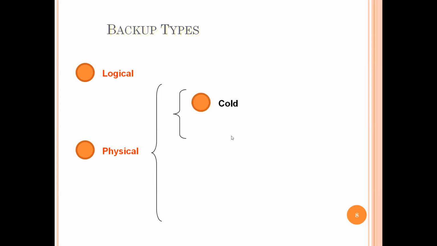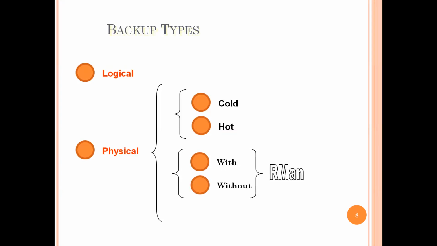In physical backups, there are two types. It is further divided into cold backups and hot backups. And there is another utility called RMAN, Recovery Manager, which we can also use to take a backup. We will see in further classes how to use RMAN to take backups. Today we'll see just how to take cold backup and hot backup.